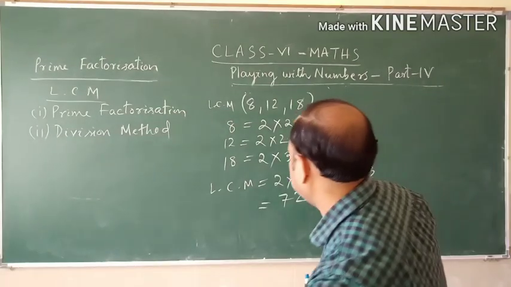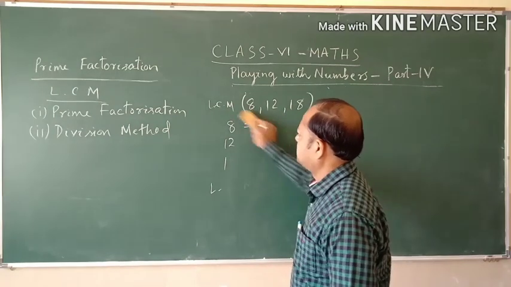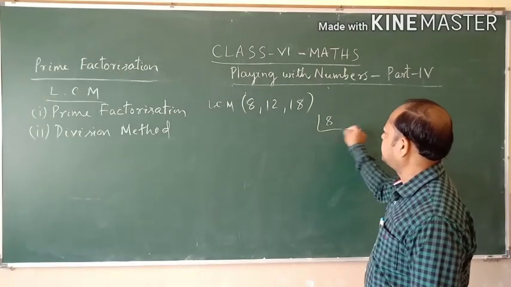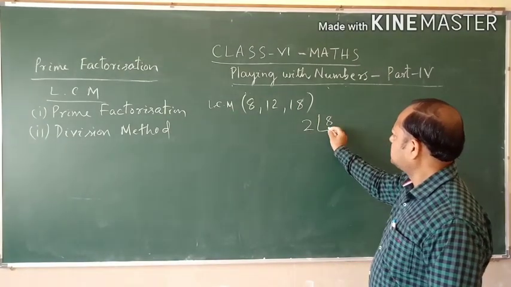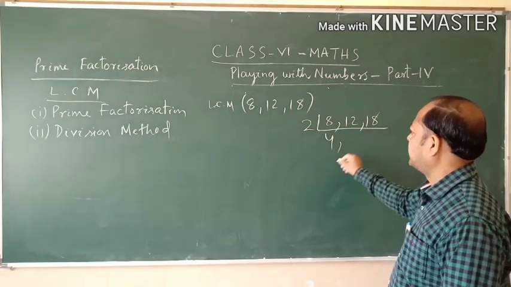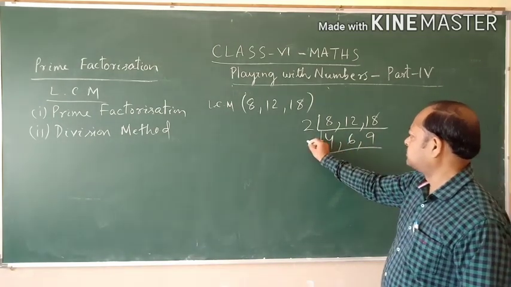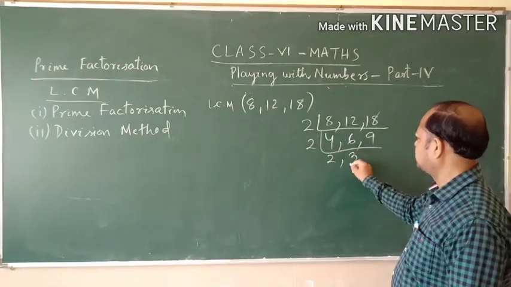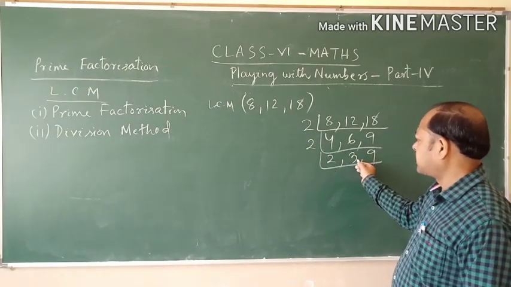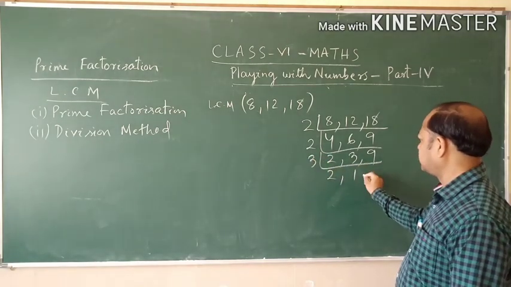Now let us find out the other method, called the division method. How to find the LCM of these three numbers using the division method? Write all three numbers: 8, 12 and 18. Divide by 2: 2 into 4 is 8, 2 into 6 is 12, 2 into 9 is 18. Again 4 and 6 are divisible by 2, so 2 into 2 is 4, 2 into 3 is 6, and 9 is not divisible, so let us write the 9 here. Now we have 2 and 3 prime numbers, but 9 is not a prime number. Let us divide with 3: 3 into 1 is 3, 3 into 3 is 9.